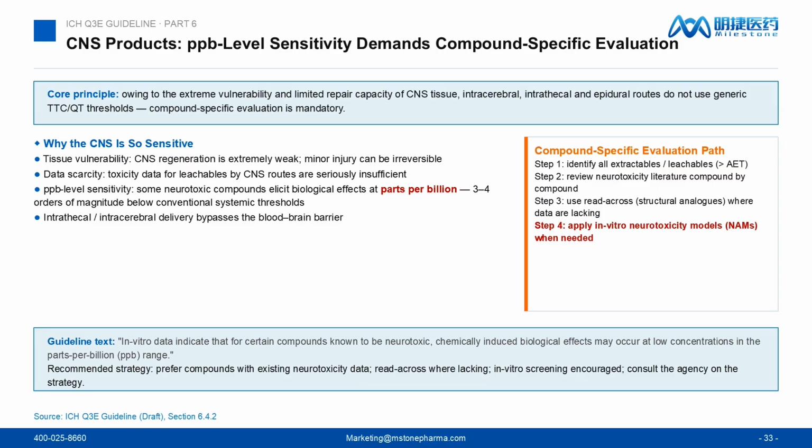So the rule, no generic thresholds for CNS. Every extractable and leachable above the AET gets a compound-specific evaluation. The 4-step path: identify everything, review the neurotoxicity literature compound by compound, where data are missing, use read-across from structural analogs, and where still uncertain, in vitro neurotoxicity models, NAMs again.